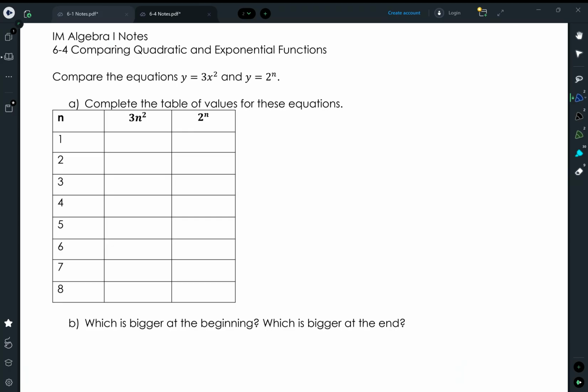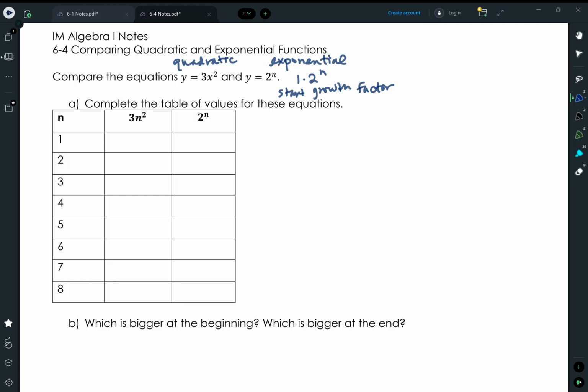So when I'm comparing y equals 3x squared and y equals 2 to the n power, 3x squared is going to be our quadratic because our variable is being squared, and 2 to the nth power will be exponential. And so remember, this is like 1 times 2 to the n power. So our start is 1 and our growth factor is 2. That tells us that we are doubling every single time.